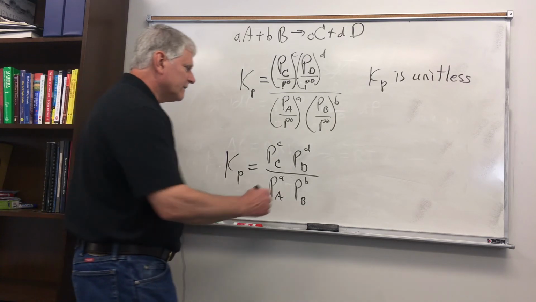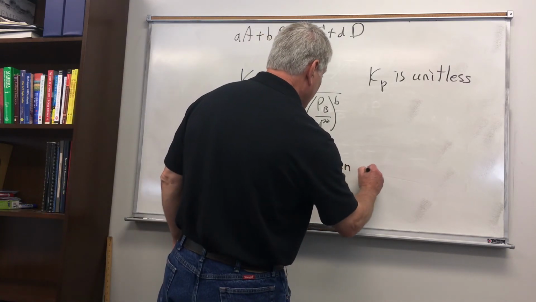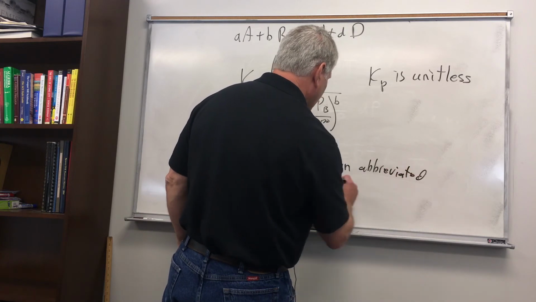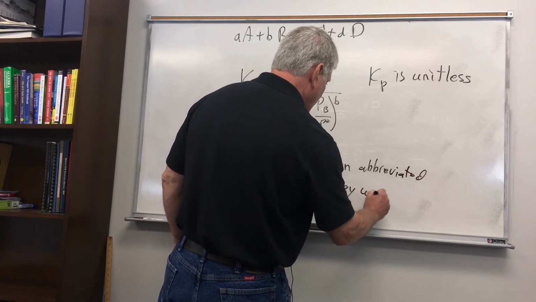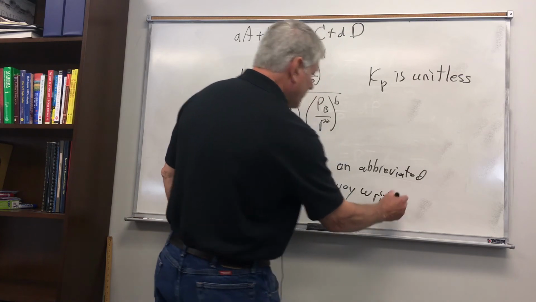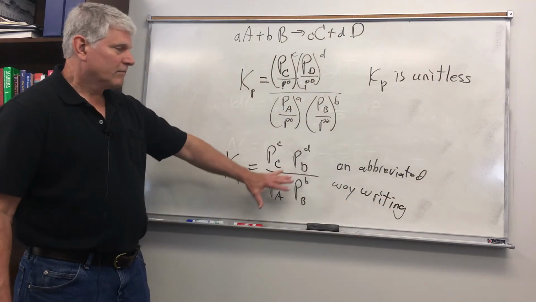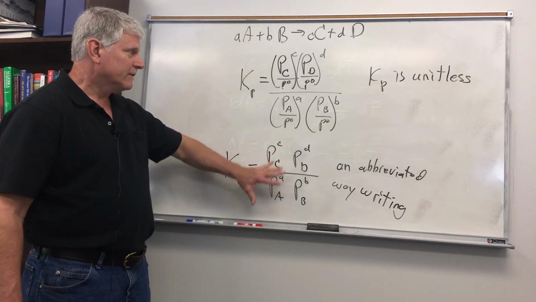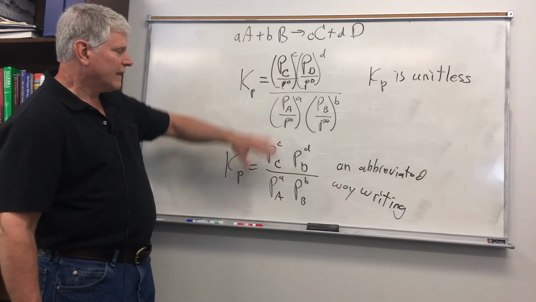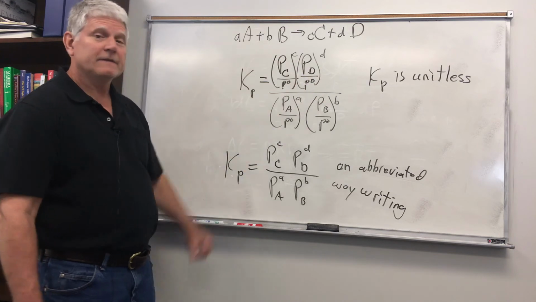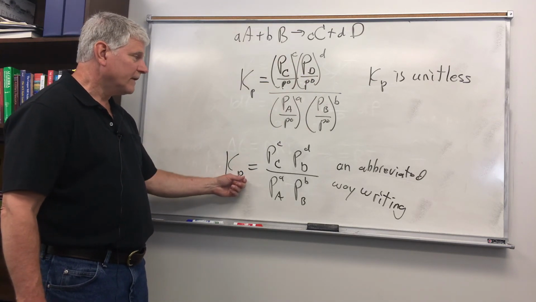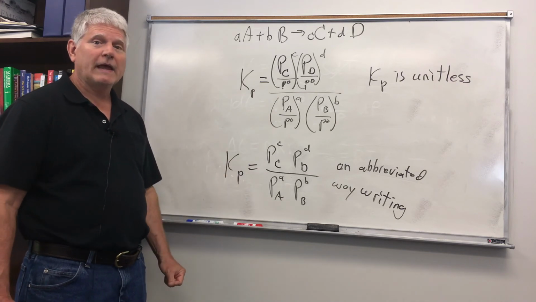So this is an abbreviated way of writing. Just realize that K is going to be unitless. This is just an easier or abbreviated way of writing all of this. So now we have an equilibrium constant definition for a particular reaction.